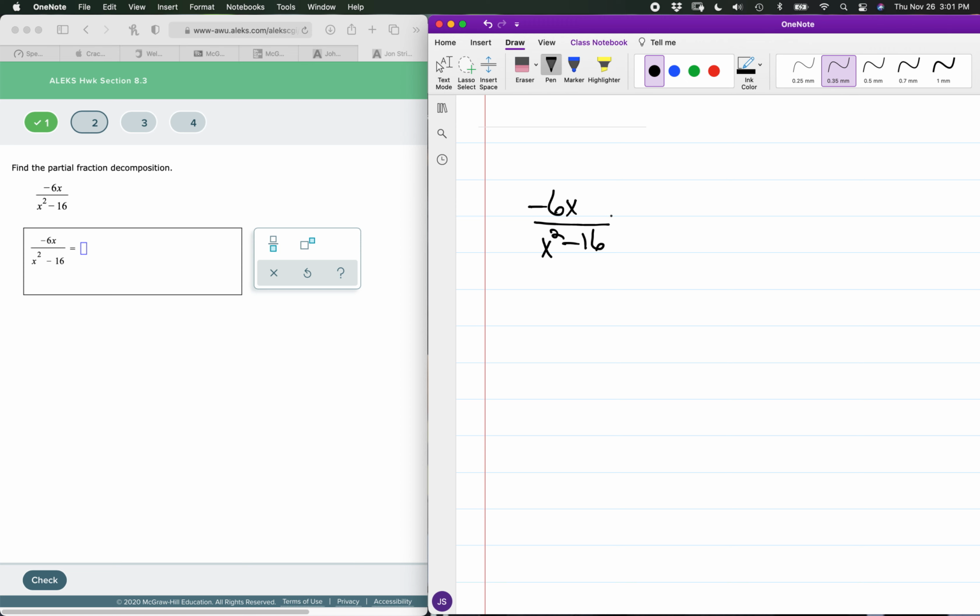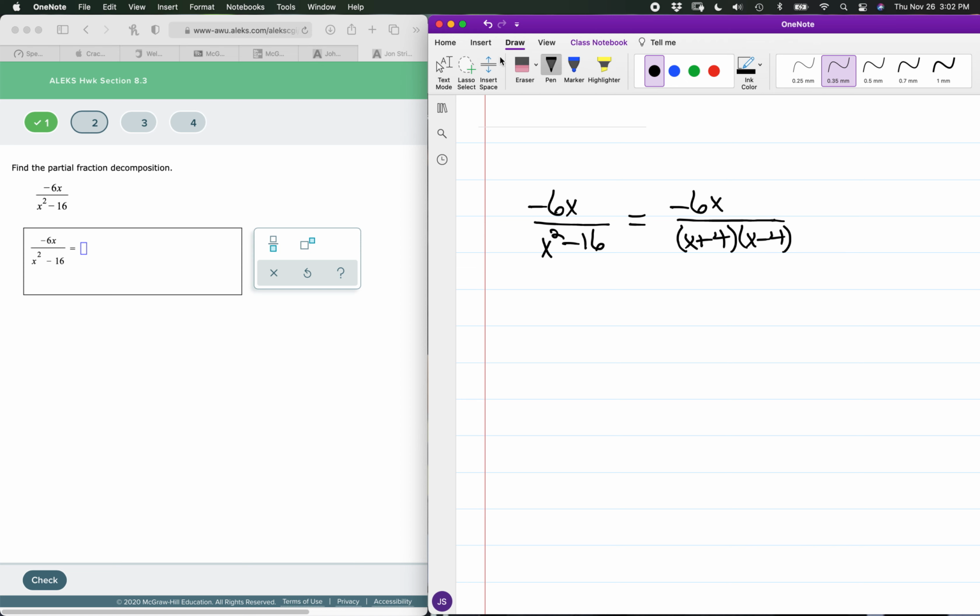Okay, for the second problem, we have negative 6 all over x squared minus 16, and we're looking at the partial fraction decomposition. With x squared minus 16, we have a difference of squares, and the factors are going to be x plus 4 and x minus 4. In decomposing, with the denominator x plus 4 as the first denominator, we'll have the first numerator A. And for the next ratio, we have B over x minus 4.